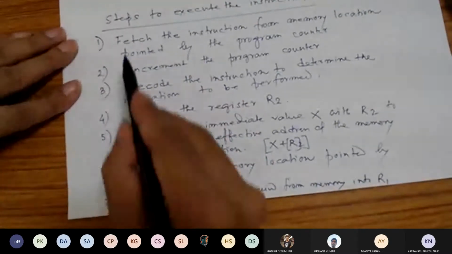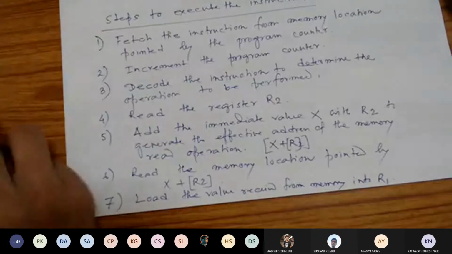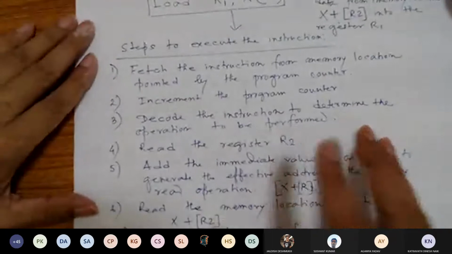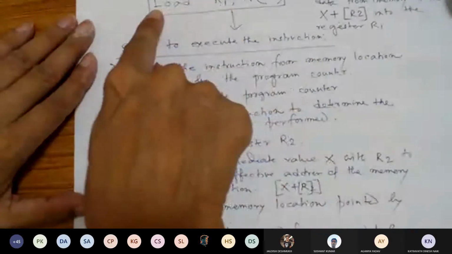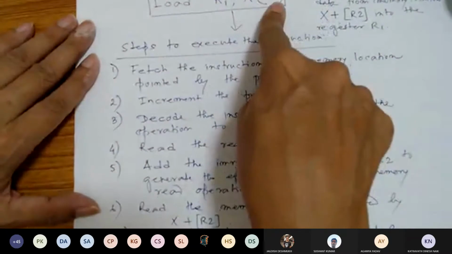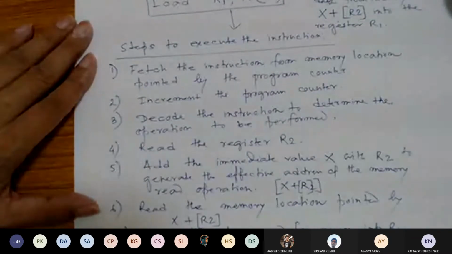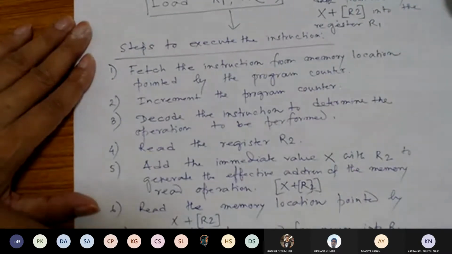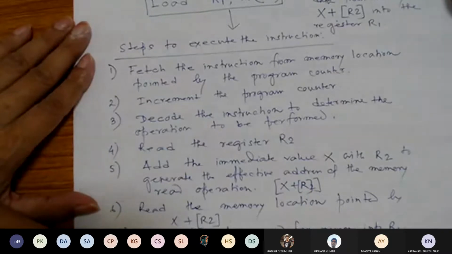So these are the 7 steps which are needed to accomplish the task. What was the task? Task was load R1, comma X R2. So anyone has a different opinion?